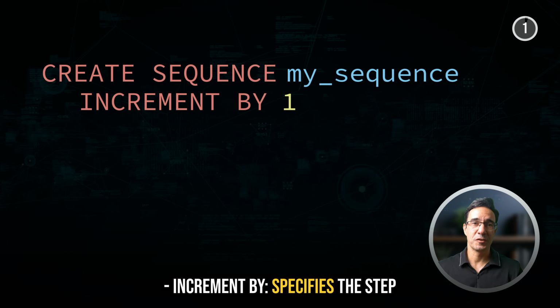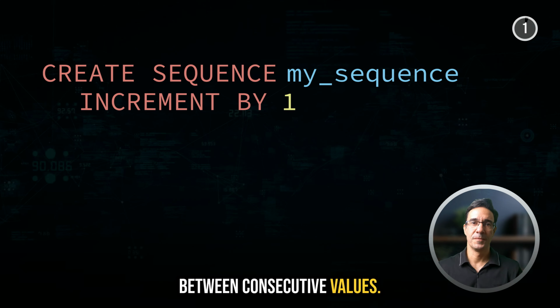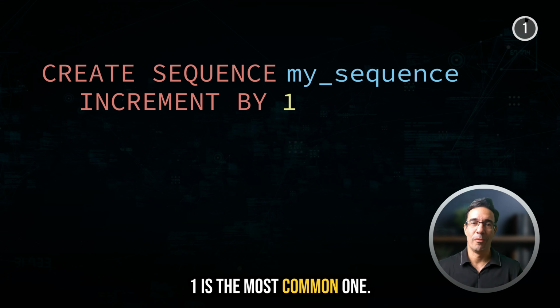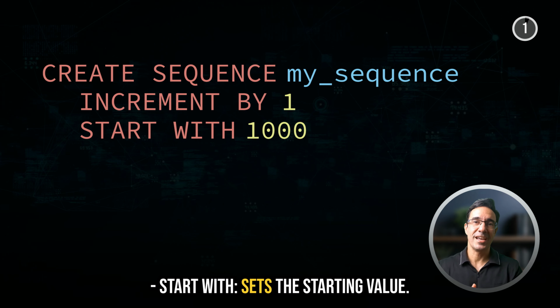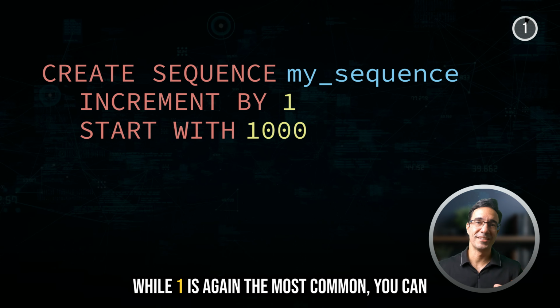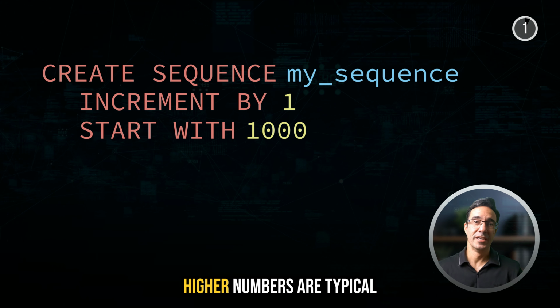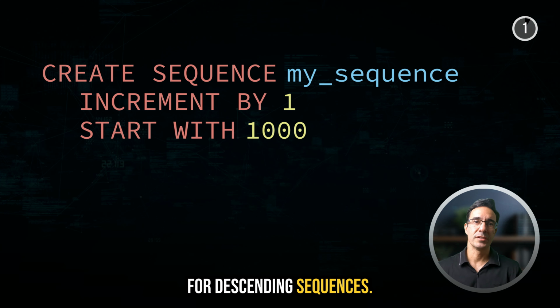Increment by specifies the step between consecutive values. Can be any positive or negative integer number. Of course, 1 is the most common one. Start with sets the starting value. While 1 is again the most common, you can determine a different number to begin with. Higher numbers are typical for descending sequences.